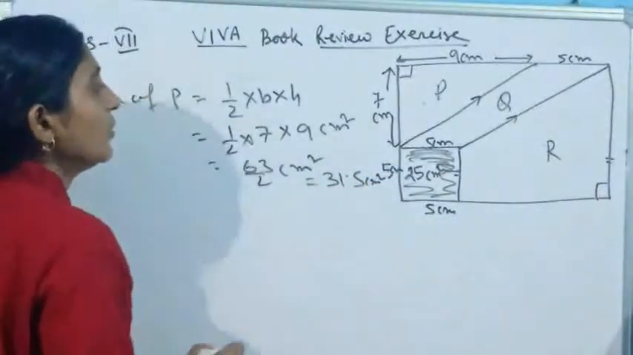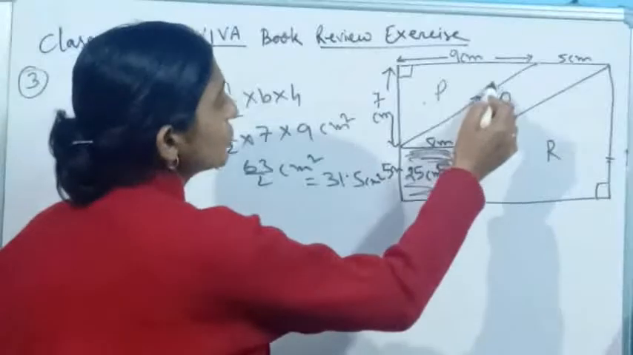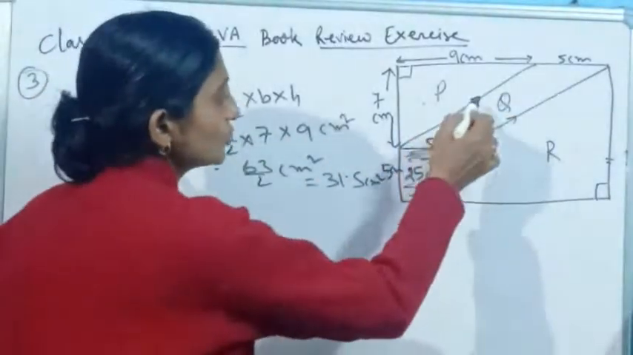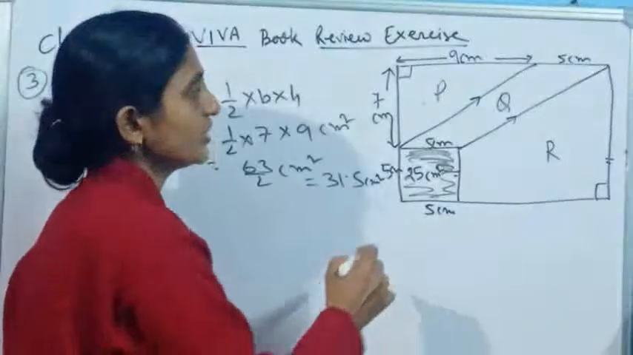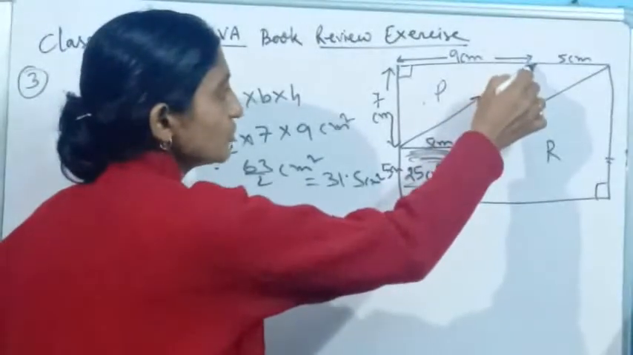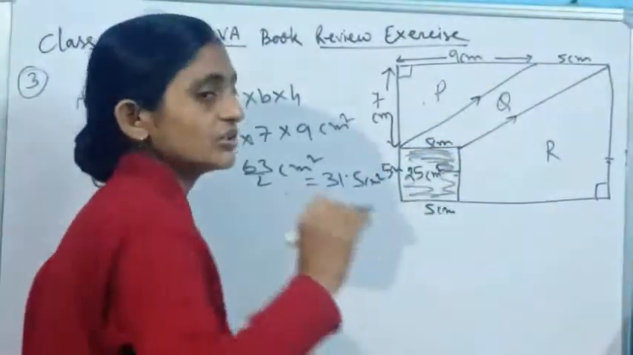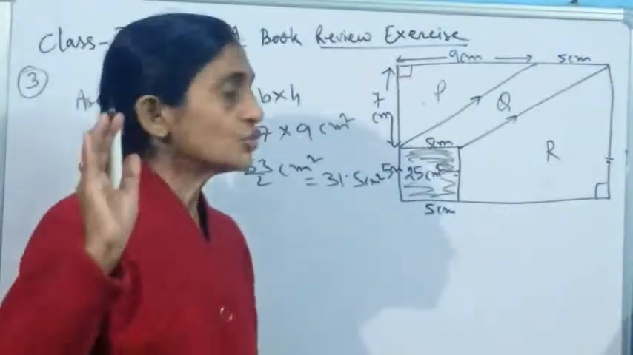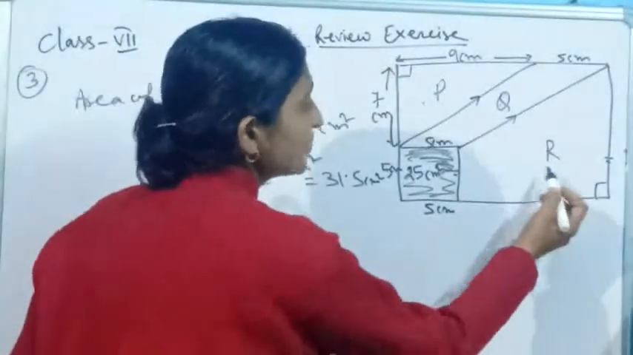Okay. Now, here I have no direct way to find out the area of Q. Why? Because we don't know the height. Here base we can consider, but that perpendicular distance from the opposite side to the another one, that perpendicular distance we don't have. Here it is not mentioned anywhere. So it's better if I am going for the R.